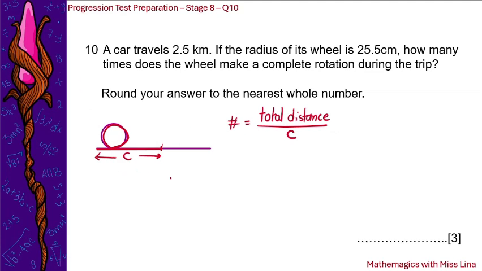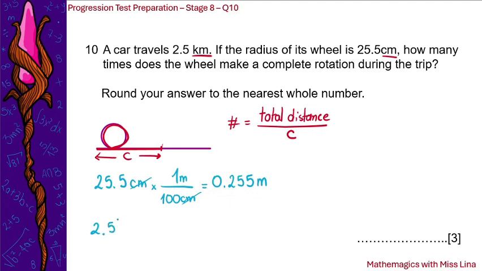Let's start converting the amounts to the same unit, because we have kilometers here and centimeters here. We need to use the same unit. So let's start converting 25.5 centimeters to meters. That is going to be multiplied by 1 meter over 100 centimeters. Centimeters cancel, and the answer is going to be in meters. Since we have to divide by 100, we just move the decimal point twice, and it's going to be 0.255 meters.